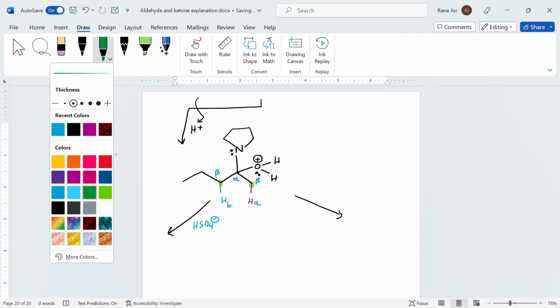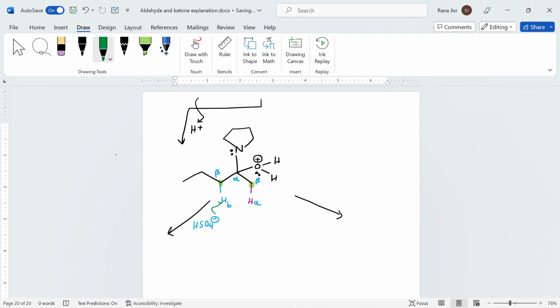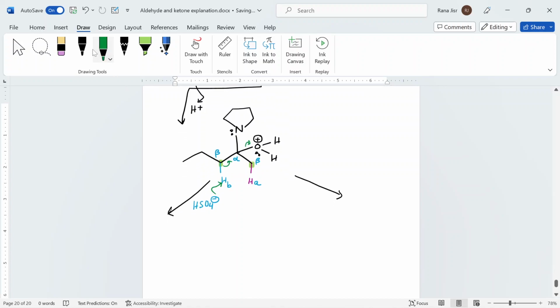So the base is going to come now. It's going to take the beta hydrogen, form a double bond like a regular elimination. And you are going to get your first product. There you go. So you have your double bond in there, and you have the nitrogen. And this is the amine product, first one.